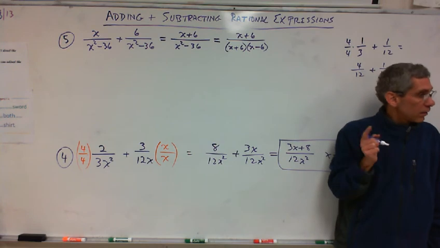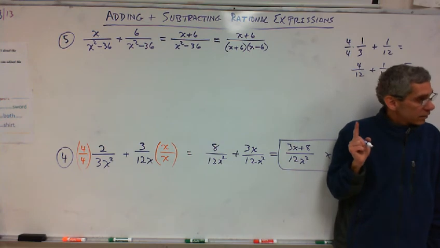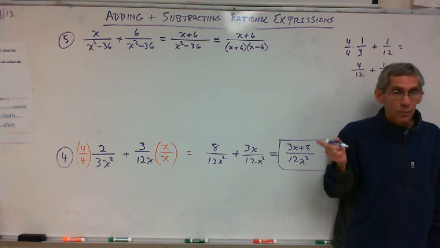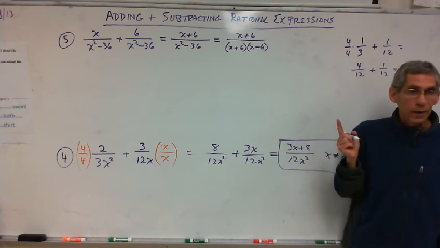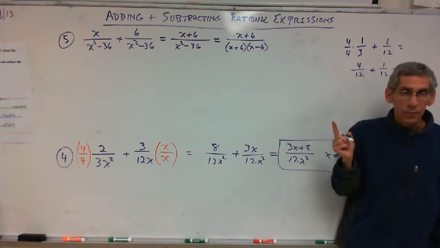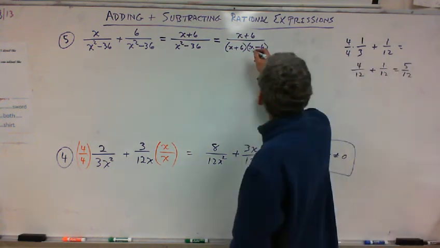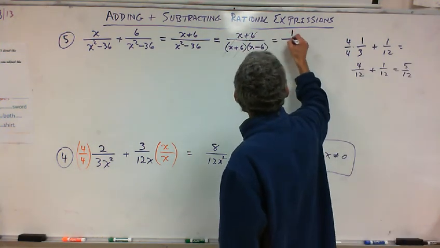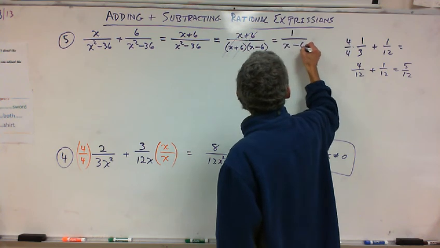Right? Now that I have factored, now I can simplify. So what can I do? It's in both the top and bottom. Right, so those can get crossed out. So I have 1 over x minus 6.